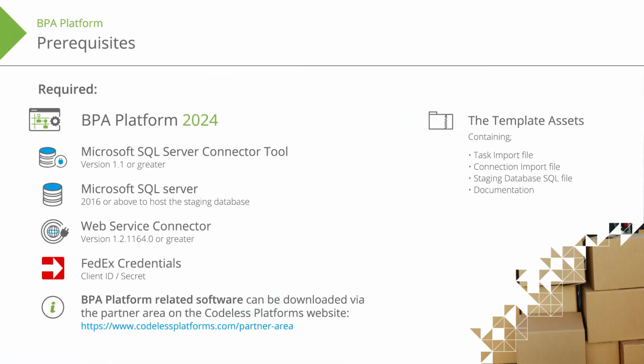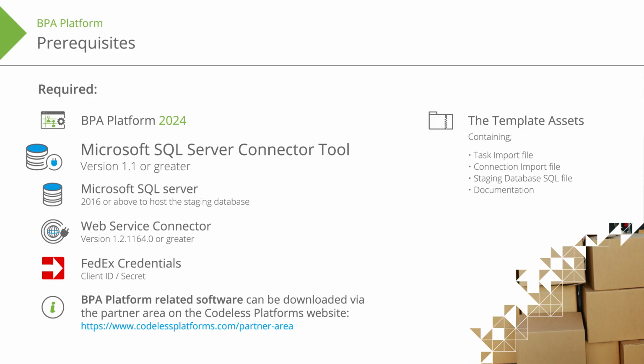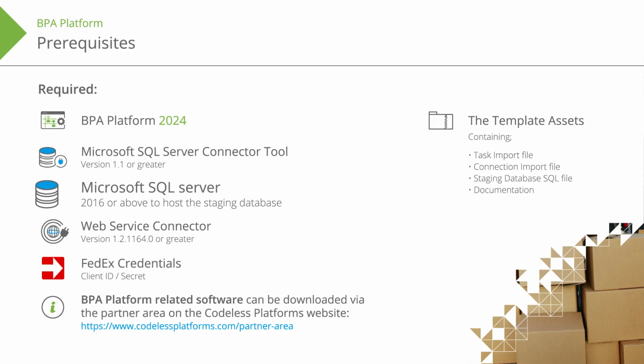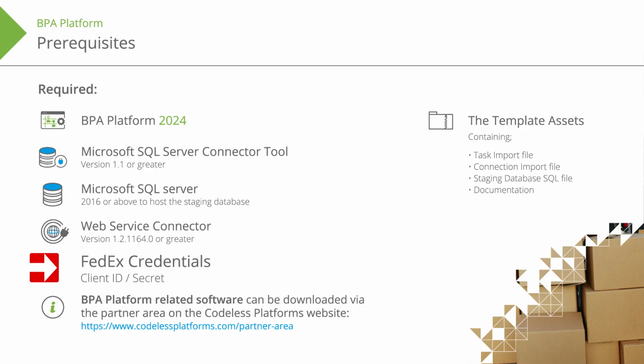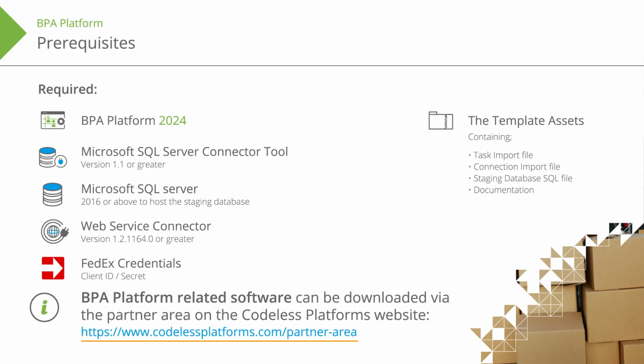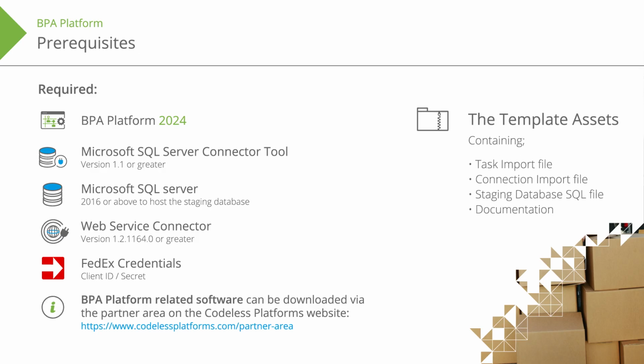You will require BPA Platform 2024, the Microsoft SQL Server Connector tool, Microsoft SQL Server 2016 or above to host the staging database, the Web Service Connector, and your FedEx API credentials. The BPA Platform related software can be downloaded via the partner area on the Codeless Platforms website. To obtain the template assets, please contact your account manager.